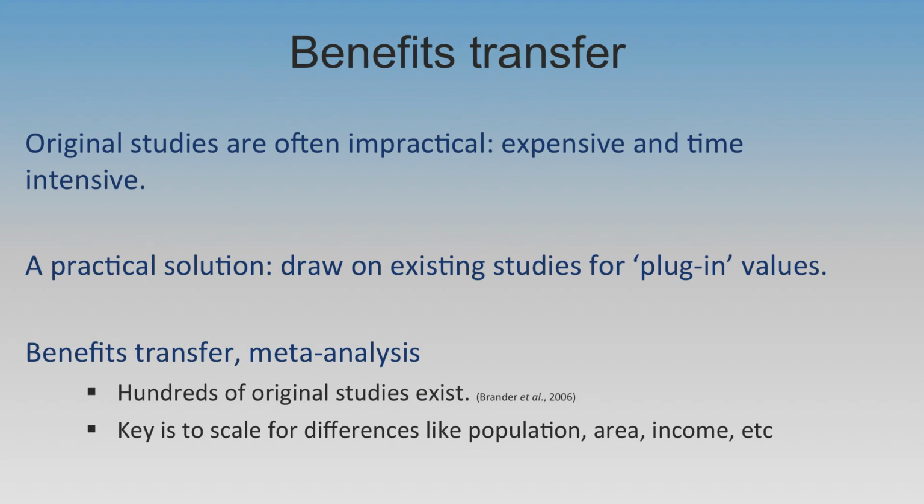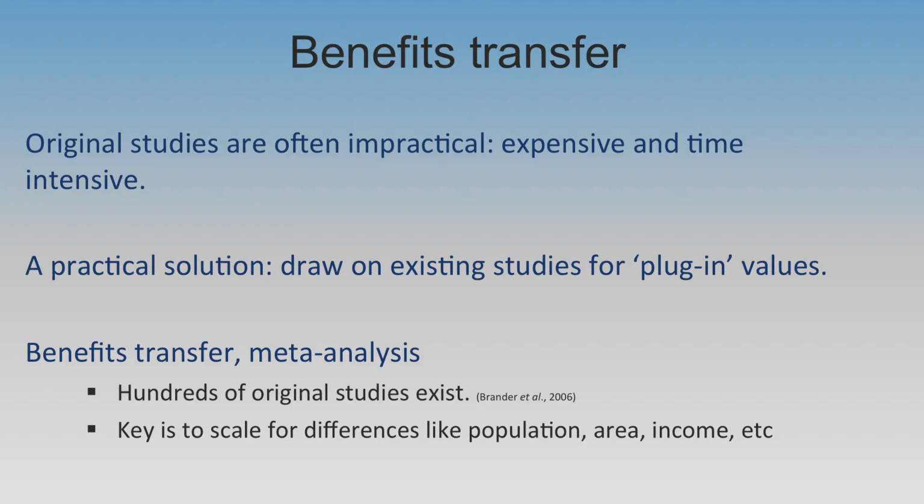Okay, so this gives us a practical solution that we draw on existing studies to get a plug-in value. For example, I gave a minute ago $5,000 per hectare per year in wastewater filtration services. So if you're in a situation that is comparable to that in Louisiana, in terms of the amount of pollution being controlled for, the population being affected and so forth, you might be able to adapt those figures to your local context. So the key is to scale for differences: population size, area, perhaps income, other demographic factors, so that we get the most reasonable transfer that we can.